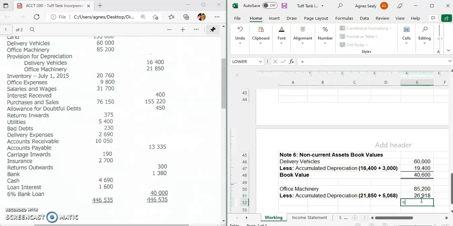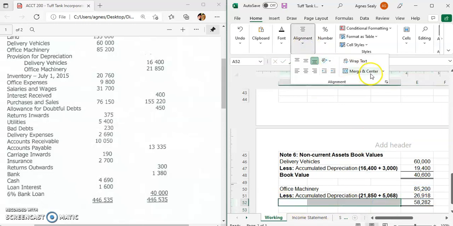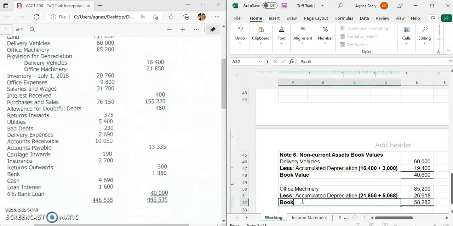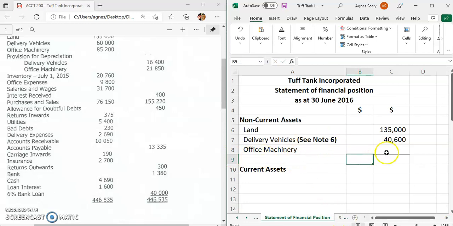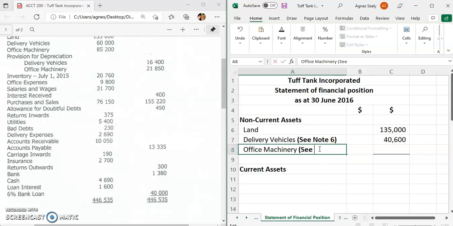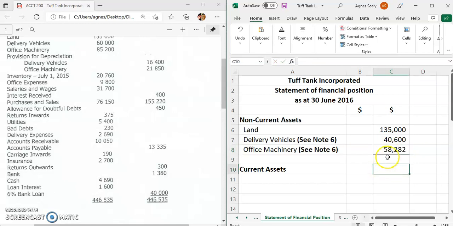So then 85,200 minus 26,918 gives us a book value for office machinery of $58,282. So we go and add that in, and again we say same note, see note 6. So we will put here now the $58,282 that we would have calculated.